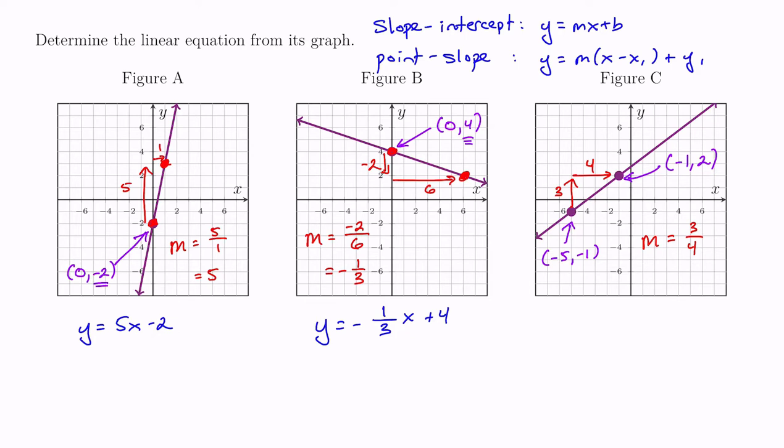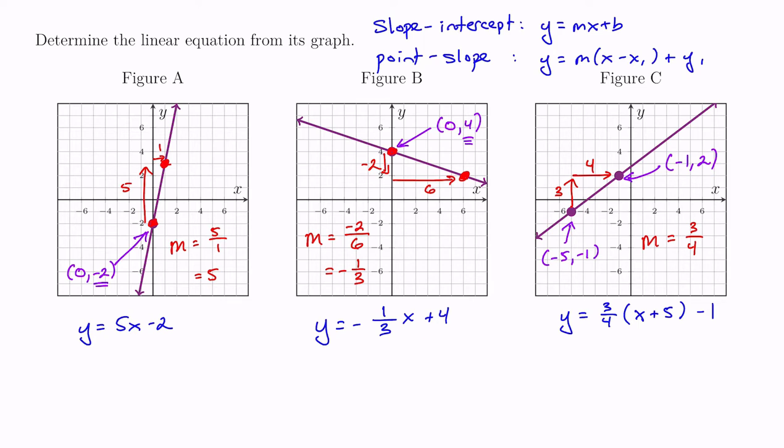If I were to use the -5, -1 and use the point-slope form, I would have y equals the slope of 3/4 times the quantity x minus the x value of -5, close the parentheses, and then add on the y1 value, the -1. If we go ahead and simplify that and write it down, we would have y equals 3/4 times the quantity x plus 5, close parentheses, minus 1. It's important to note there, the x plus 5 came from the fact that I'm subtracting a -5, and subtracting a negative number is equivalent to adding.